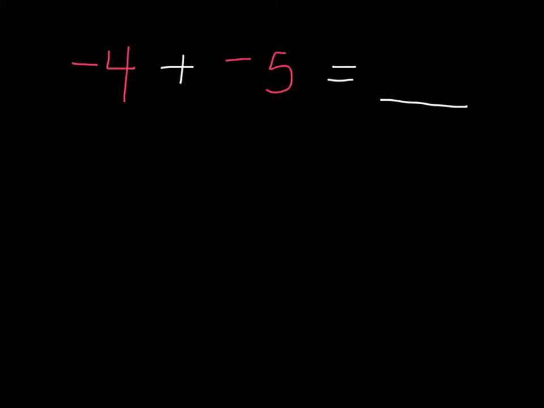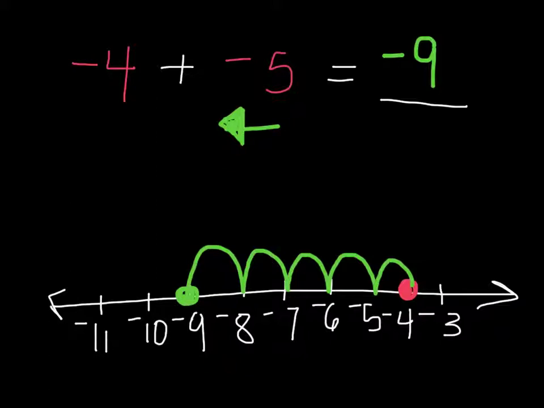Take a minute to see if you can complete the operation -4 plus -5. Pause the video and complete this work independently. To complete this operation, I begin by graphing the number -4 on the number line. You can see that I've done that over here.